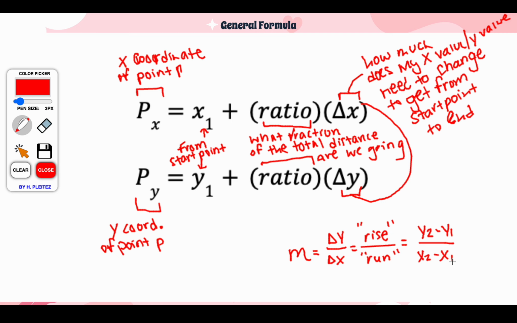So delta x is this denominator here, right? So this part, x2 minus x1, is your delta x. That's how much your x value is changing to get from one point to the next. And then delta y is the same idea of doing y2 minus y1. Now remember, we already have y1 and x1 accounted for. These must come from our start points. They must. And then x2 and y2 can come from your endpoints.